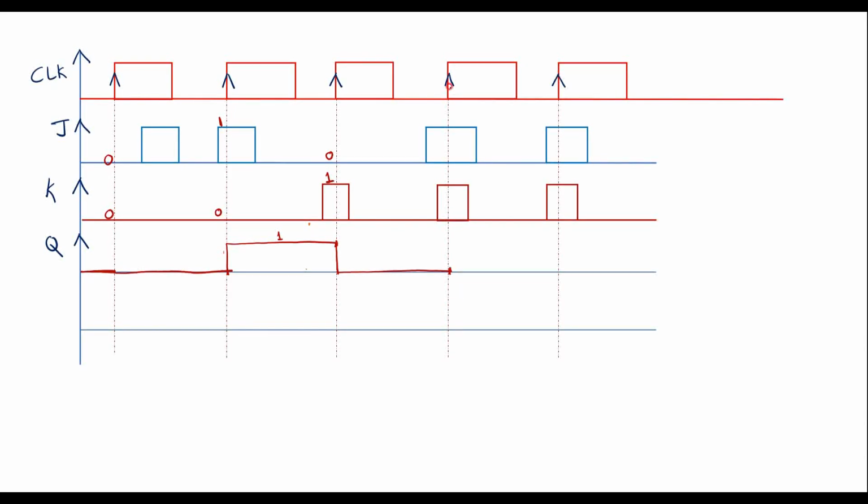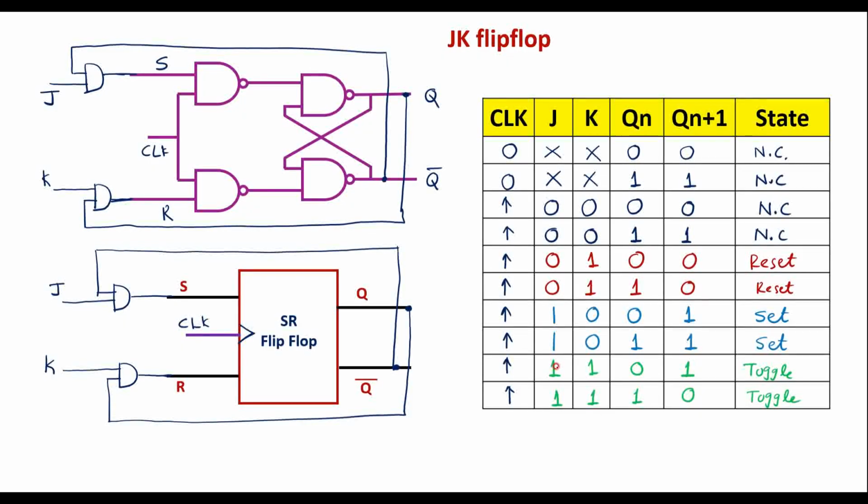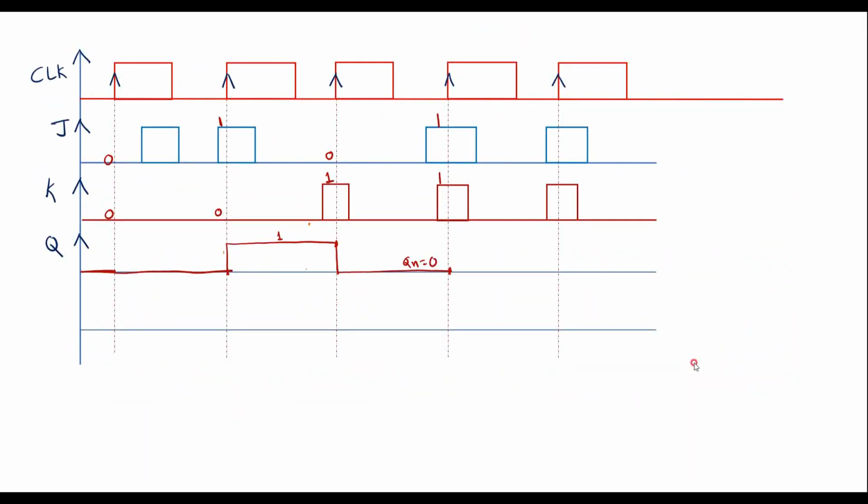So at this positive edge of the clock, we have J equal to 1, K equal to 1. When J equal to 1 and K equal to 1, and here Qn is equal to 0, next state will be 1. That is, here the flip-flop will set. It will change the state from 0 to 1. It will be high until the next clock signal.